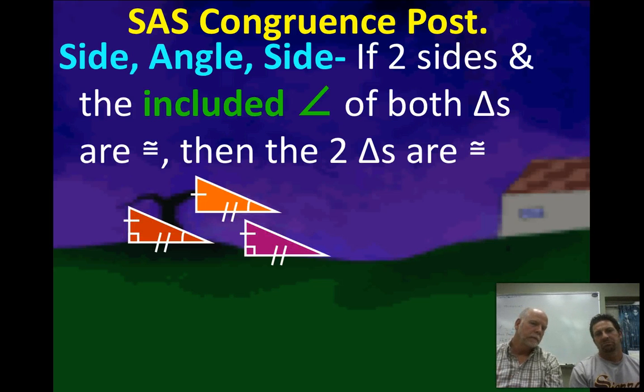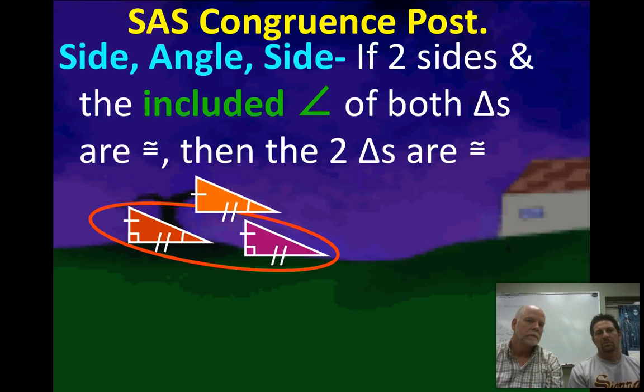So out of this diagram, we're trying to find which ones have an included angle between them. And so if you look at that orange one, it's got a single hash mark, an angle, a right angle it happens to be, and a double hash mark. And then if you look at the pink one, it's got a single hash mark, a right angle, and a double hash mark. And so it goes side, angle, side. And so those would be the two that end up being congruent to each other.